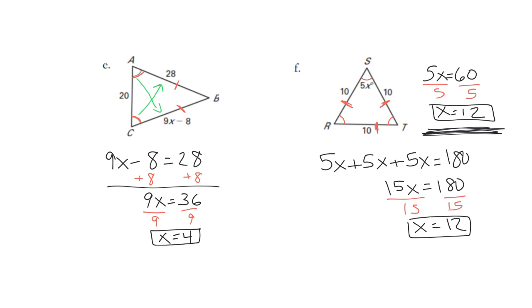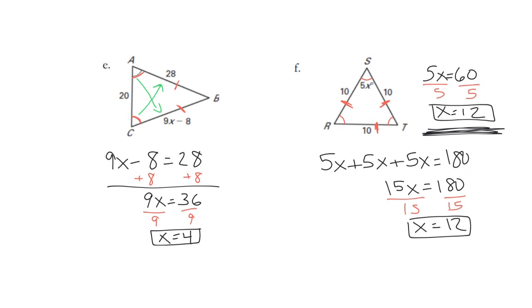For the next one over here, there's a couple ways you could do this problem. First of all, we knew that all three sides were congruent because they're all 10. So I put my tick marks in, which means that all the angles are congruent. My first thought was, oh, well, then I know they're all 5x. So I wrote 5x plus 5x plus 5x equals 180, and I solved and got x equals 12.